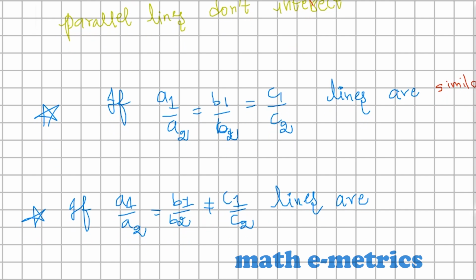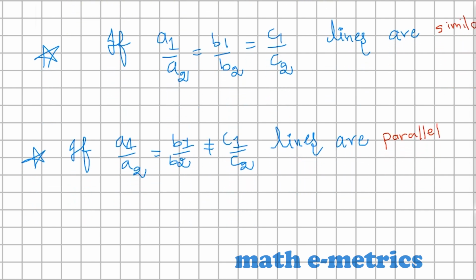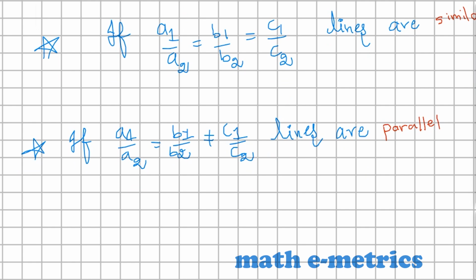If this ratio is not equal to c1 by c2, then the lines are parallel. And we can also mention here the number of solutions is equal to... write that quick.